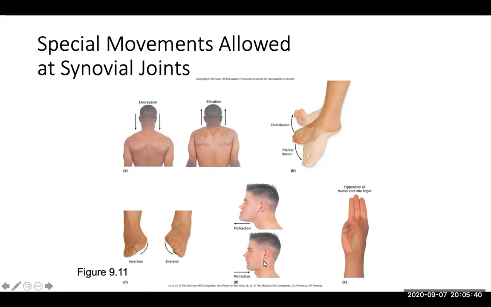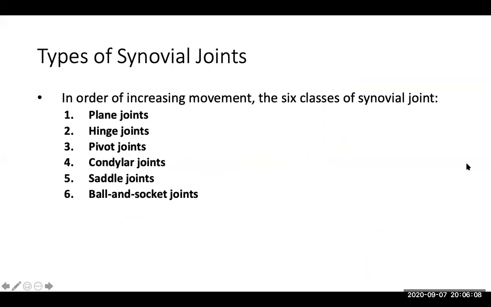Protraction and retraction: if you think of your mandible, protracting is jutting your chin out, and retracting is pulling it back. And then opposition of the thumb and little finger is when they can touch each other. So again, these are important to know because these words are used especially in the physical therapy community, or really every medical field, but physical therapists will use these words to make sure the parts of the body are performing the correct function and moving at the right angle.